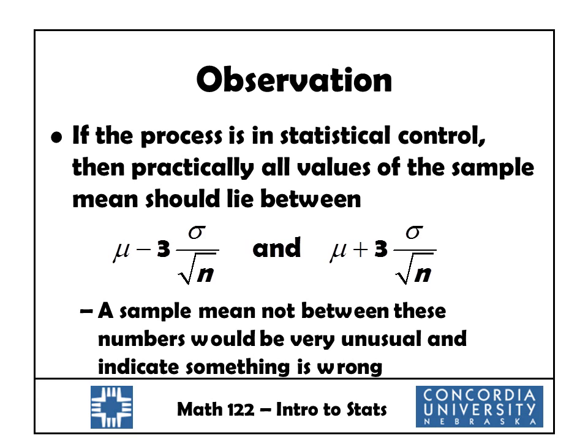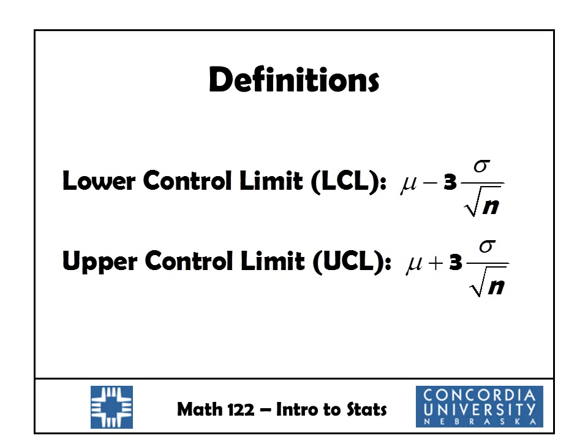If a sample mean doesn't lie between those two numbers, that would be very, very unusual and indicate something is wrong. So this leads us to our definition of what we call the lower control limit and the upper control limit. The lower control limit is simply mu minus 3 sigma divided by square root of n, and the upper control limit is mu plus 3 sigma divided by square root of n.